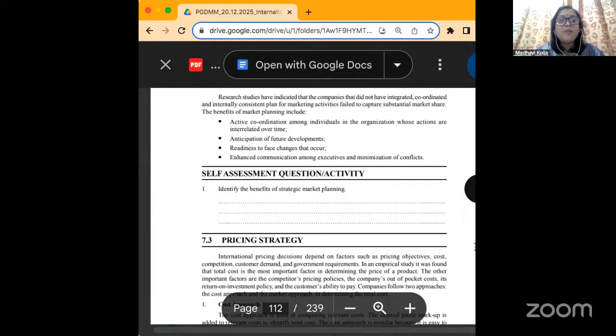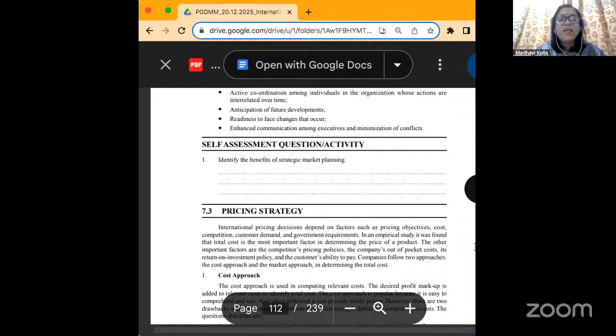Second is anticipation of future developments. How is the market growing? What is the potential? Are we going to stay with only one host country? Are we looking to expand to other trading blocs, or are we looking to expand within the same trading bloc? We spoke about NATO as a trading bloc or APAC, Asia Pacific, as a trading bloc. So, readiness to face challenges over a period in time, and enhanced communication among executives, and also very critically, minimization of any conflicts.